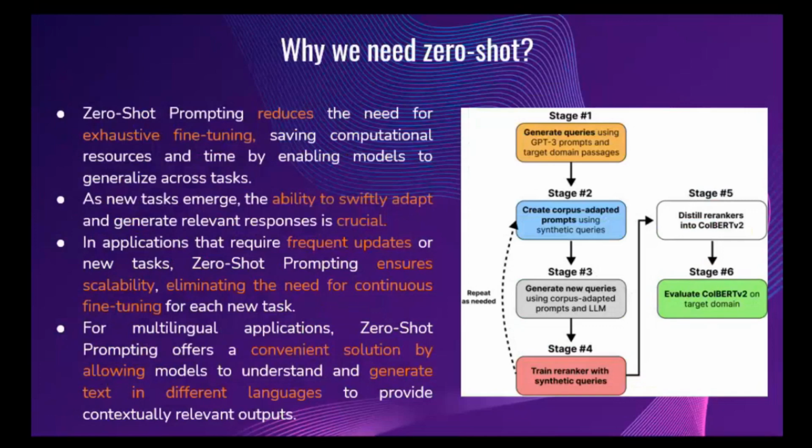In addition, I would like to add one more thing for multilingual applications which are using zero shot. Zero shot makes it easy for the model to understand and generate text in different languages. So zero shot prompting is needed because it allows the LLM to generate text on a wider range of topics. Without zero shot prompting, the LLM would only be able to generate text on the topics that it has been trained on.